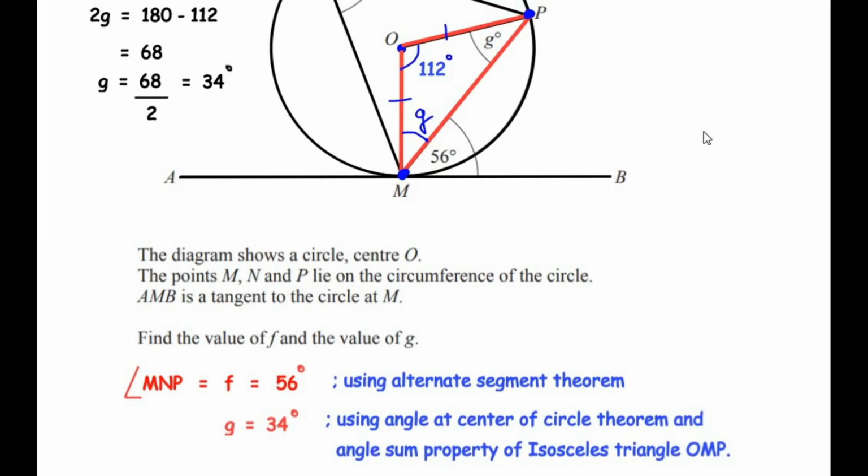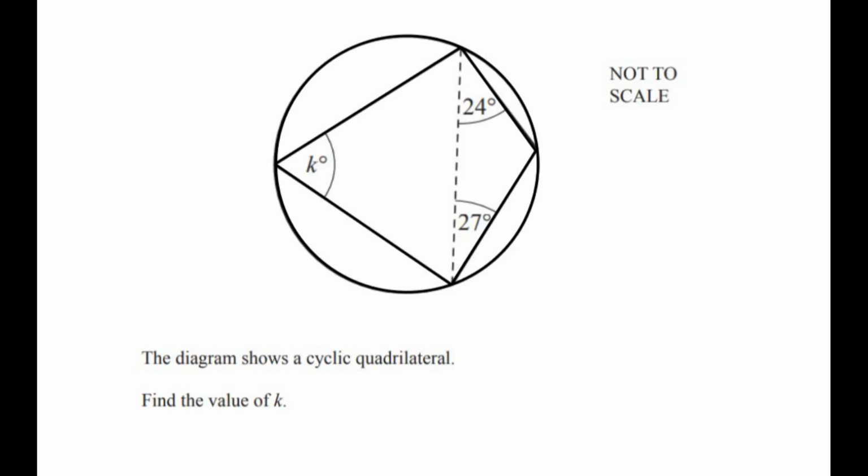Now let us move on to the second sub question. The diagram shows a cyclic quadrilateral. Find the value of K. So let us first understand what is a cyclic quadrilateral. Now here we can see that a quadrilateral is drawn within a circle and all the 4 vertices of the quadrilateral touch the circle. So these kinds of quadrilaterals which are inscribed within a circle are known as cyclic quadrilaterals.